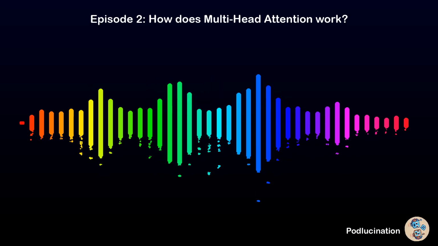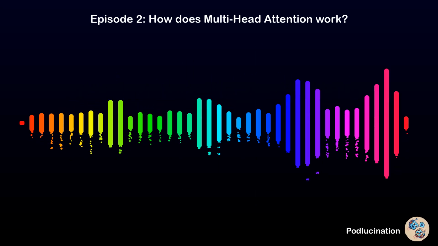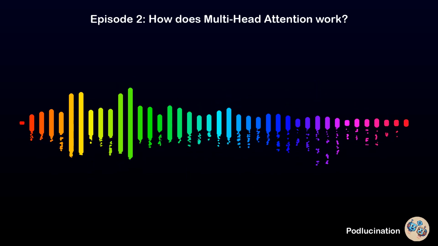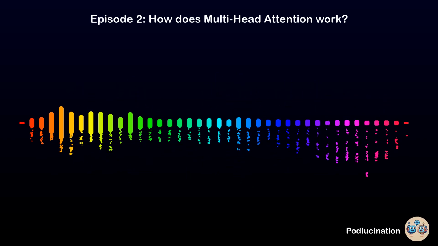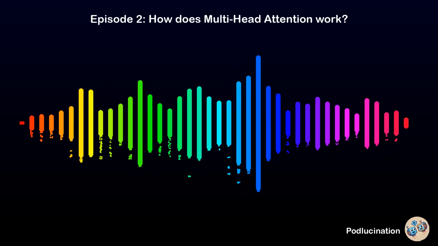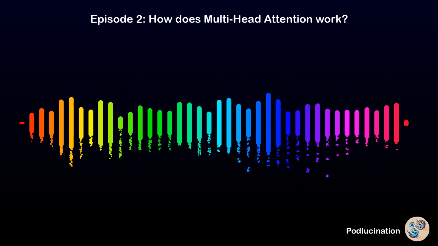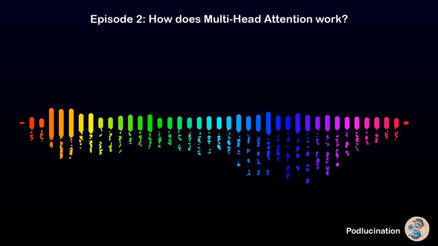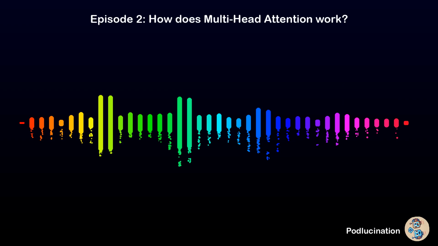This is amazing. It's like we're giving the LLM a superpower, allowing it to understand and reason with language in a way that was never possible before. It truly is a game changer. But we're not done yet, right? The paper mentions something called multi-headed attention. What's that all about? That's where things get even more interesting.